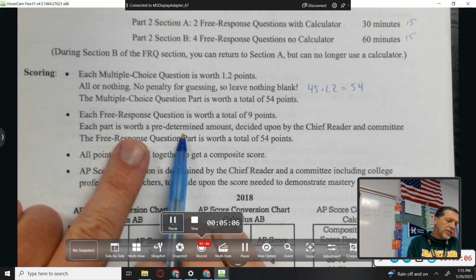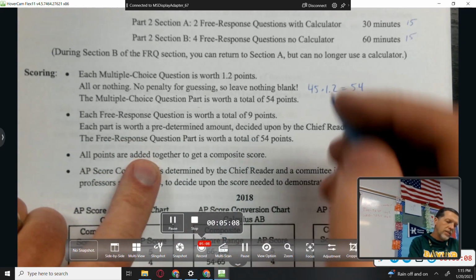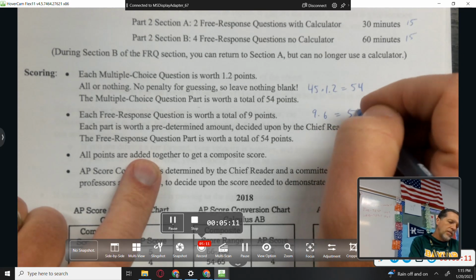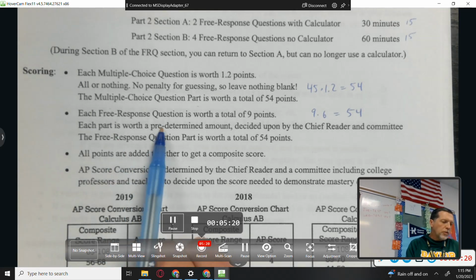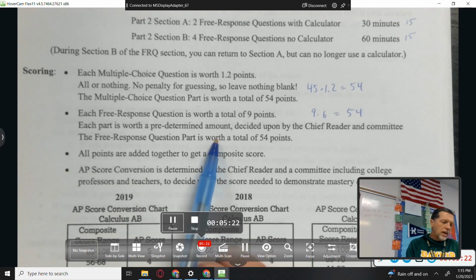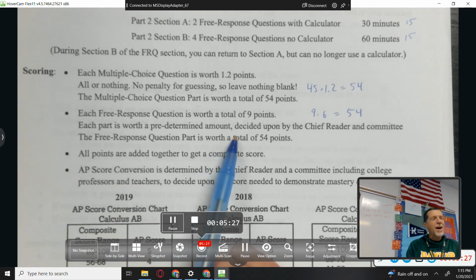Each free response question is worth 9 points. 9 times 6, 54. So it is equally weighted, free response and multiple choice. Each part of the free response is a predetermined amount, but you don't know how much each part is worth. It doesn't really matter. You're gonna try to get all the points anyway, but we'll do enough examples where you might start to figure out if it's a really easy, straightforward question, it's probably worth 1. If it's kind of in the middle, it's worth 2, and if it's really hard, it's worth 3.